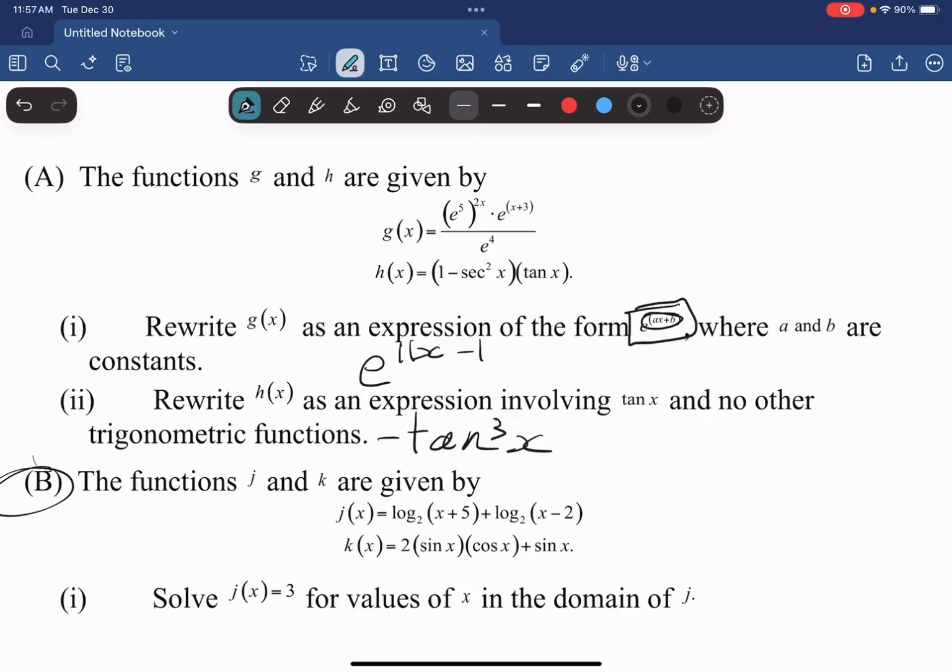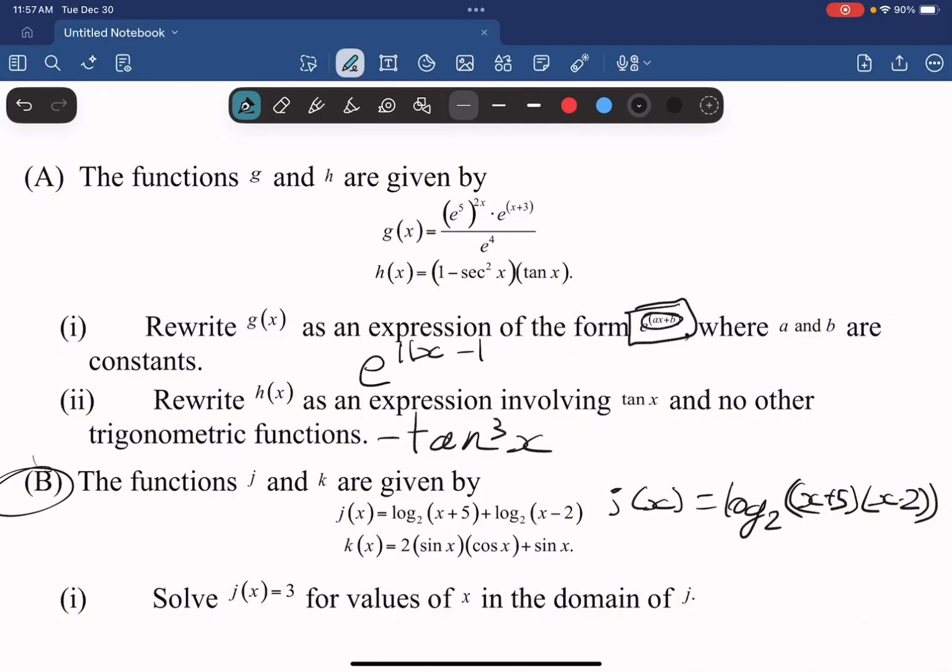So let's see. This one, I believe I just did, because it's an addition of two logs. Remember, our log properties say that if you add two logs, you can multiply their insides, and if their bases are the same, you can do that, right? So j of x can be rewritten as equals log base 2 of x plus 5 times x minus 2, right?